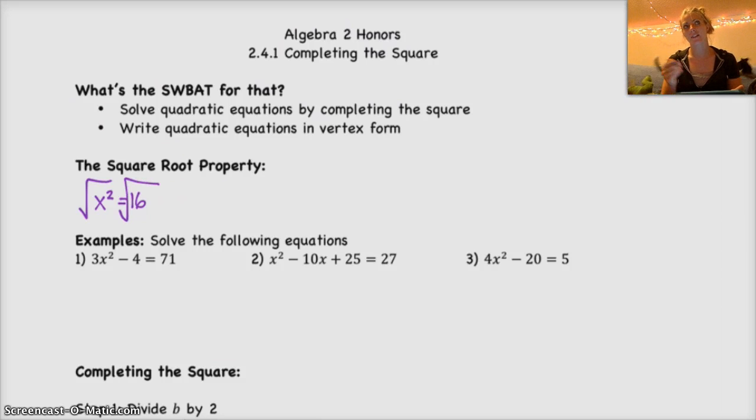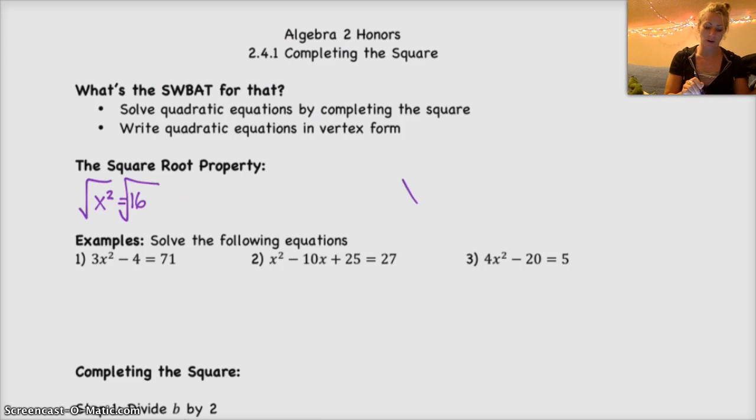And here's the thing: something squared equals something positive. If I have 4 squared, I get 16. But if I have negative 4 squared, I can also get 16. So, because of that, you actually get two answers when you take the square root of both sides.